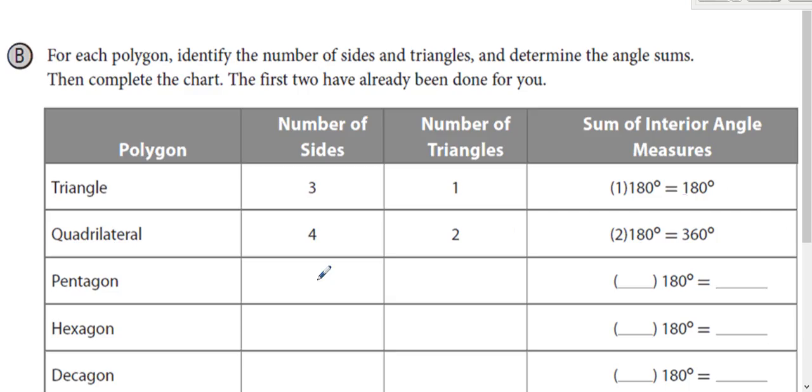So a pentagon has 5 sides, which means there's 3 triangles. So we did 3 times 180 was 540. A hexagon, that's the name for a 6-sided polygon. There's 2 less triangles. That means there was 4 triangles. You can go back and look at the pictures of those things if you wanted to. So that was 4 times 180, 720.